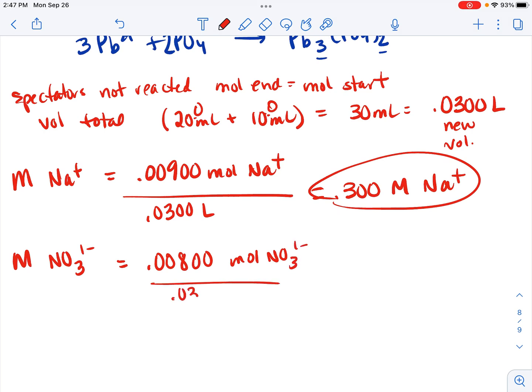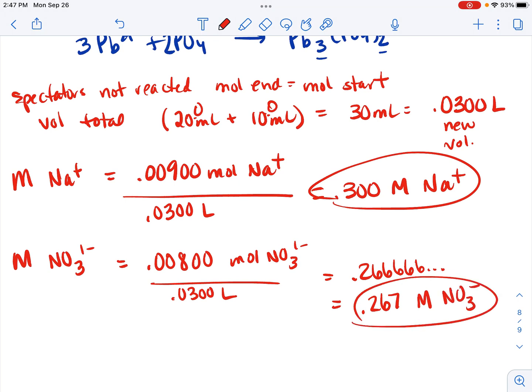And my new volume, 0.0300 liters, gives me a final molarity of 0.26666, a bunch of numbers. So I'm going to round that to 3 sig figs at 0.267 molar nitrate. So that's how you find the spectators.